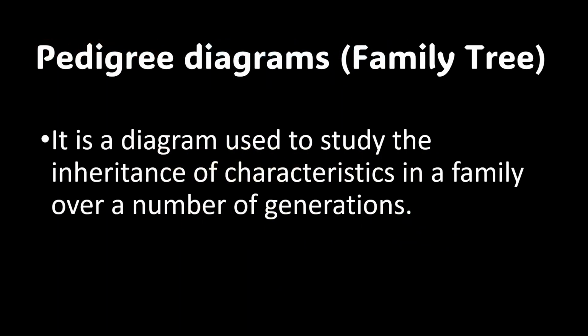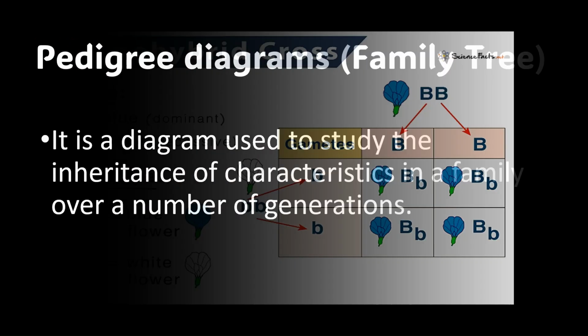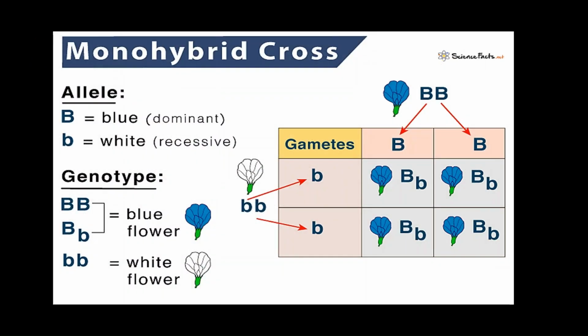All right, so first of all, we have to know the meaning of the term pedigree diagrams, also called family tree. Take note, we call it family tree or pedigree diagrams. What is it? It is a diagram used to study the inheritance of characteristics in a family over a number of generations. So let's go. Some of the things I'll skip, some of them I won't.